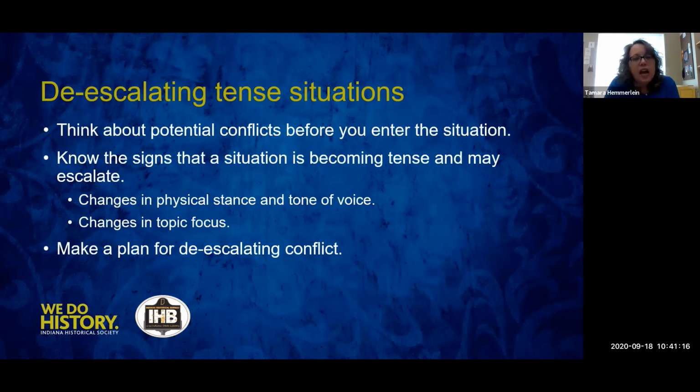And then have a plan for de-escalating conflict. What are you going to do? How can you redirect people? Is there a point in time where, if you're a moderator or a facilitator, you say to someone or to the group, I think we all need a break? Or sometimes what a facilitator will do is say, you know something, I need a break. I need to go get a drink of water, or I need to use the restroom or something like that, to give people a chance to separate a little bit and breathe.